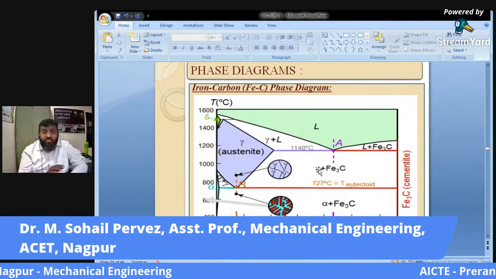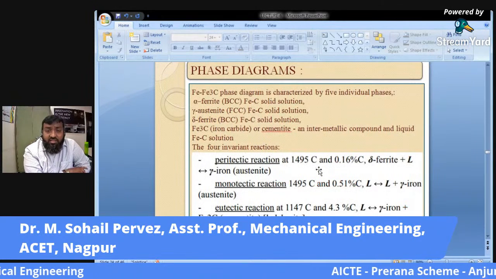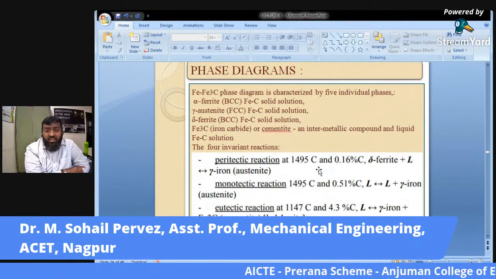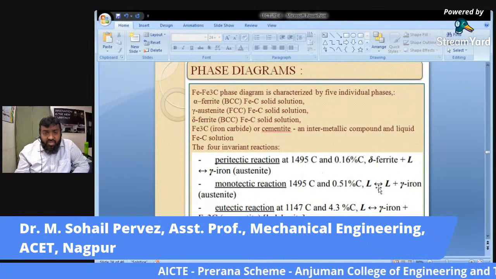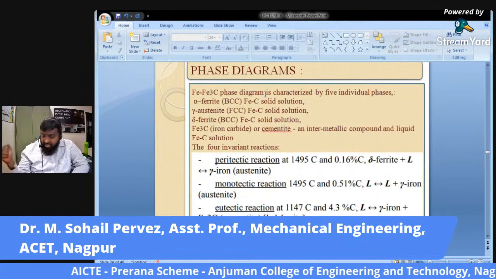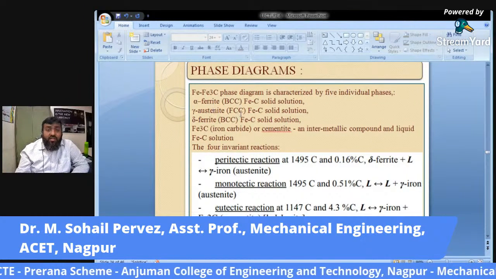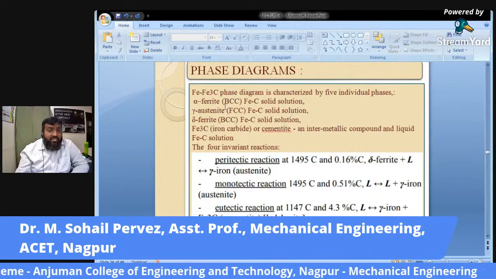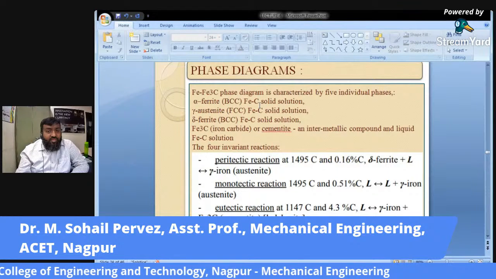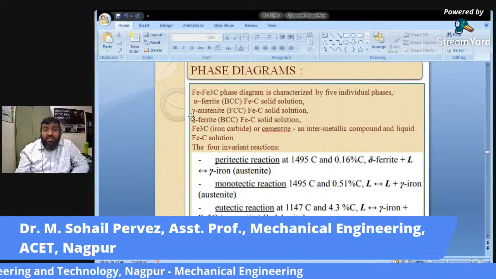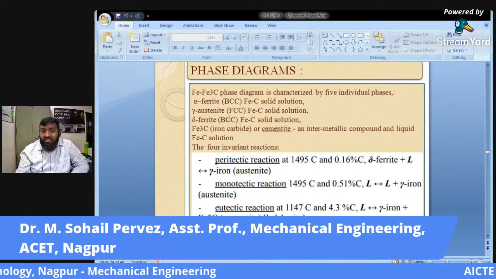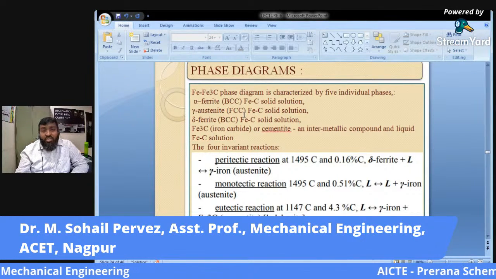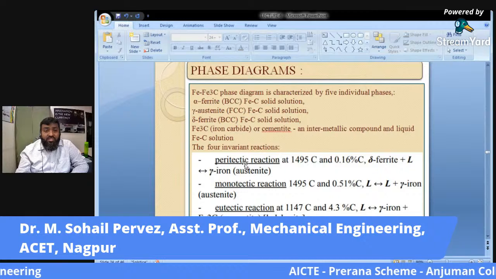Again, I am explaining all these 5 phases in detail, because there are also invariant reactions. So alpha ferrite is a body centered cubic solid solution. Gamma austenite, yes, is a face centered cubic solid solution.